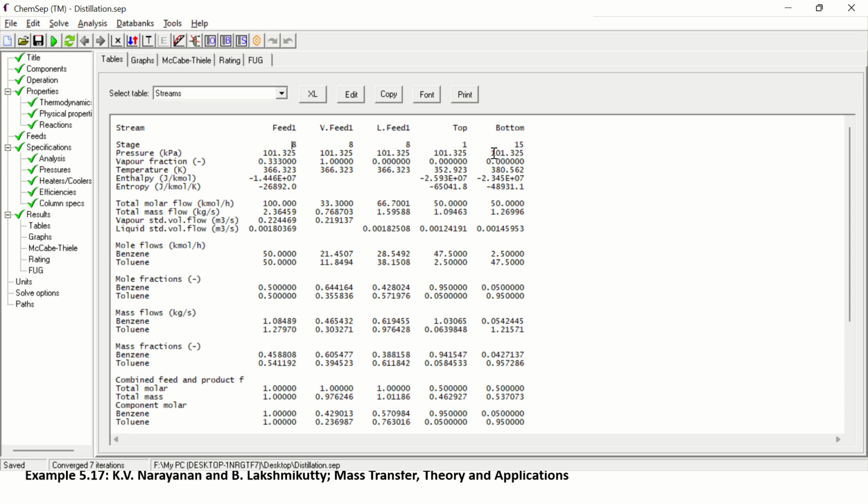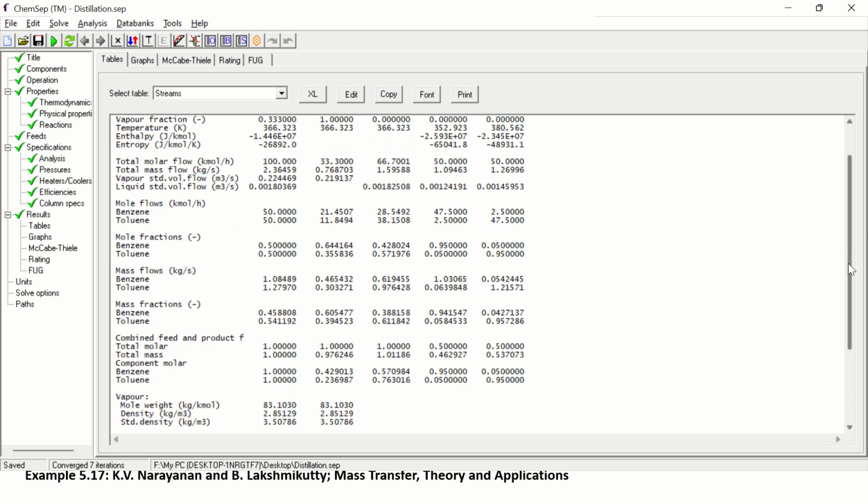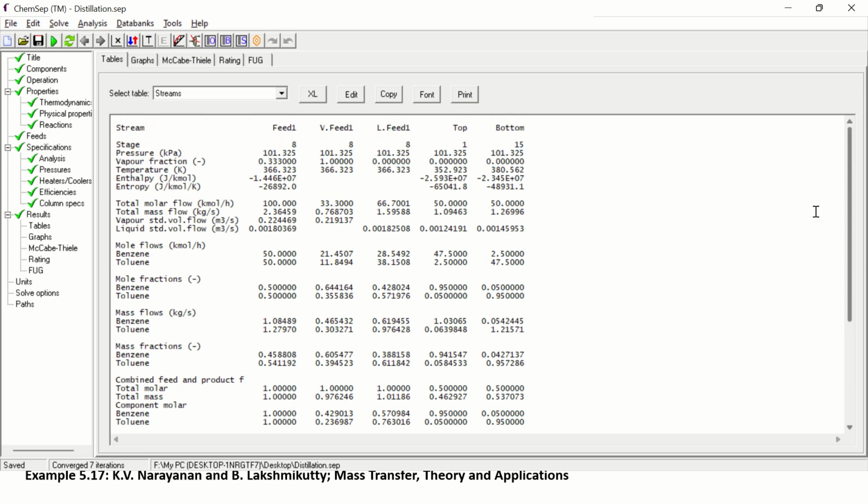You can see the various parameters on the feed stage, the top product and the bottom product. The feed stage is 8, the top product is collected at plate number 1, and the bottom at plate number 15. The pressure is given. Similarly, the flow rates of the top and the bottom product are given. You can see that V feed and L feed mean the vapor in the feed and the liquid in the feed. These are the various properties which you can see here.